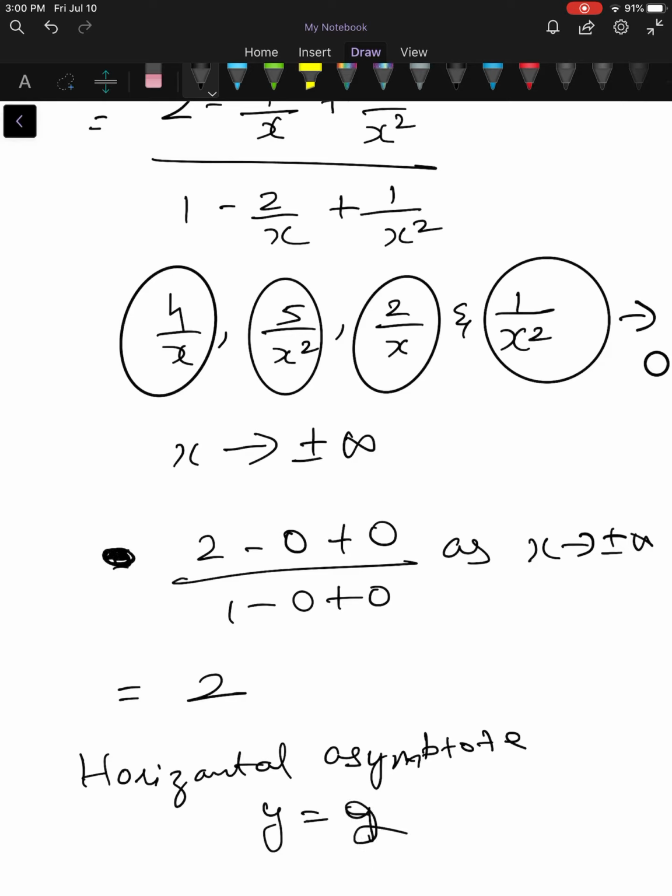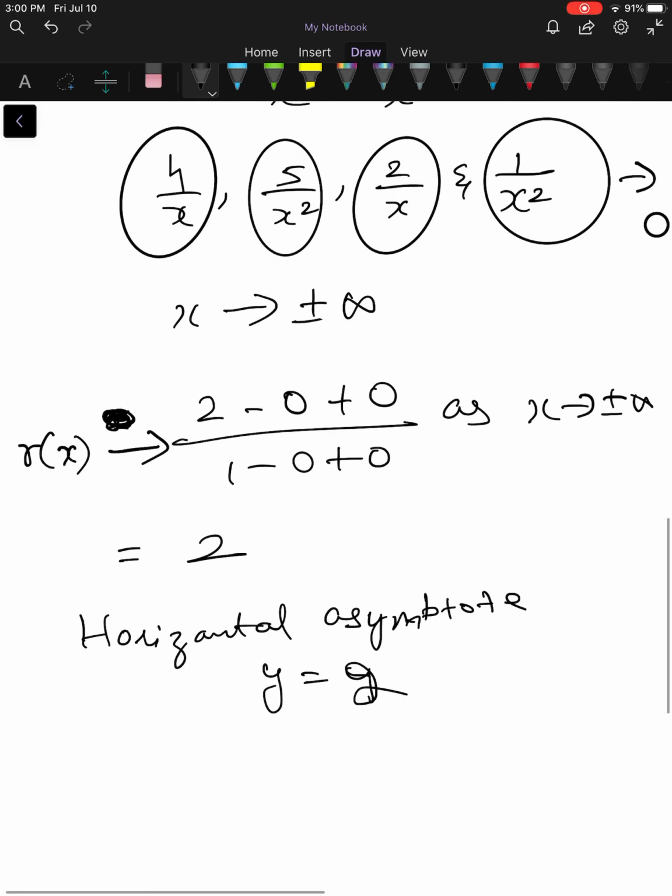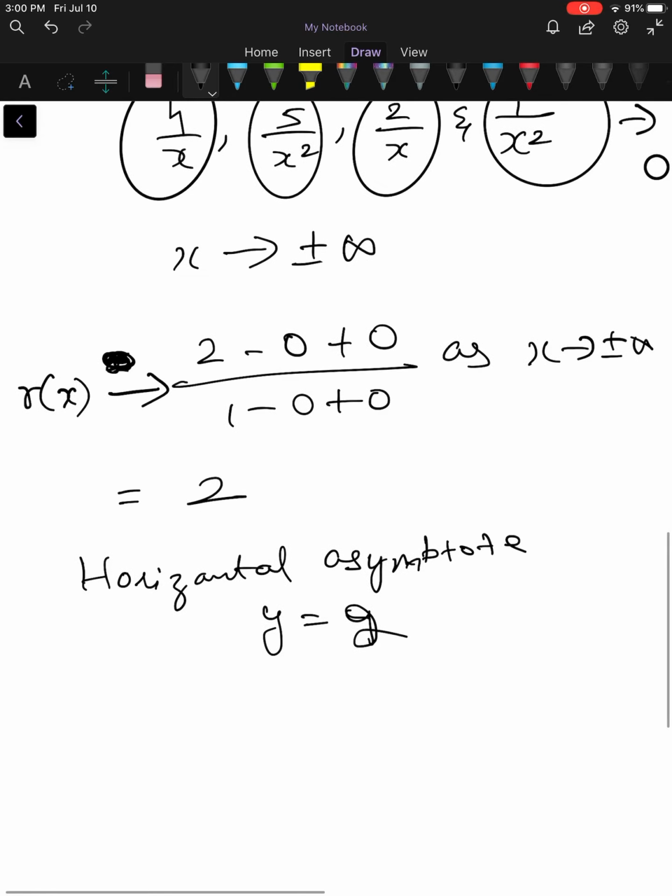It is not fair to write equals, so r of x will tend to 2, and the horizontal asymptote is y is equal to 2. So what exactly is happening here? To determine the horizontal asymptote, we divided the whole fraction, that is the rational function, by the leading coefficients of the numerator and the denominator.